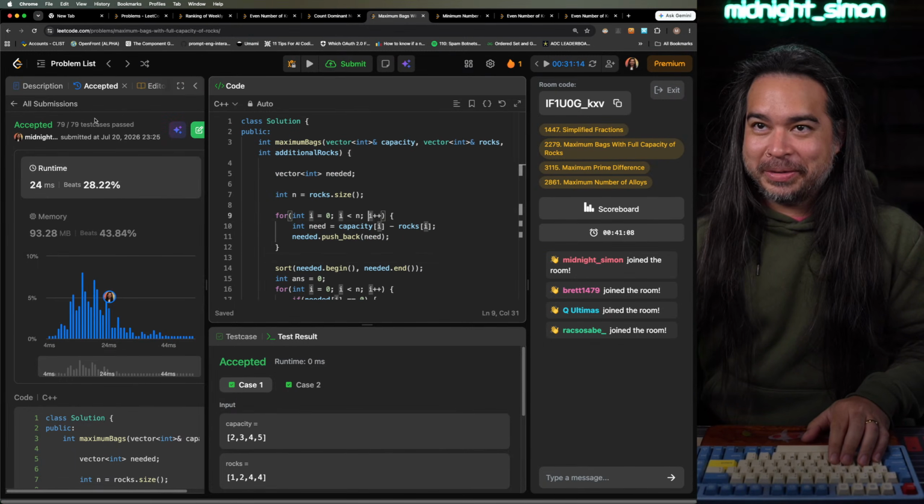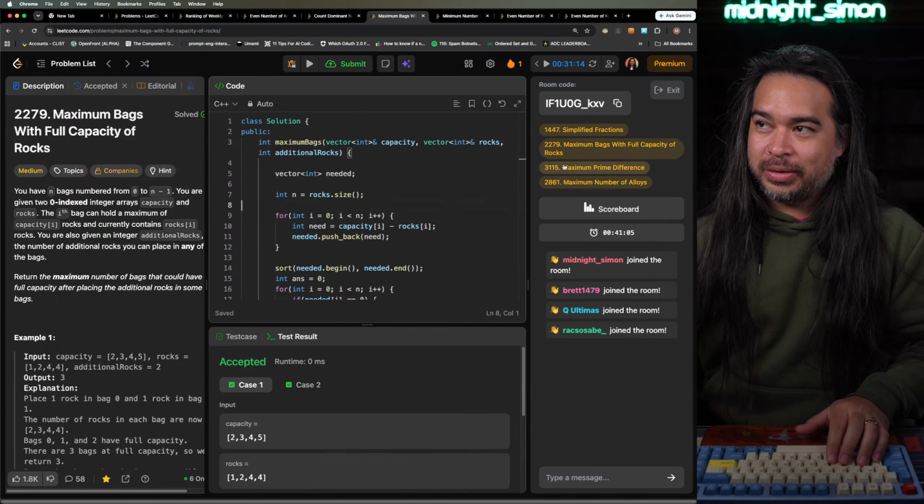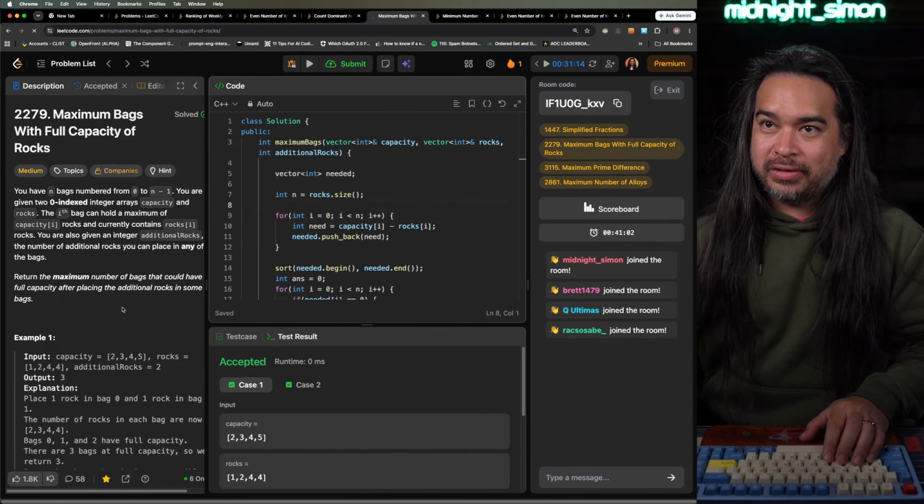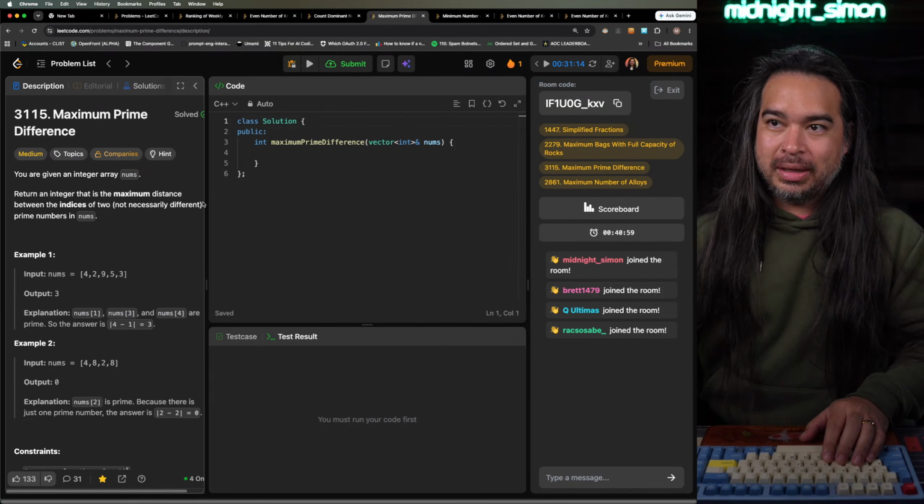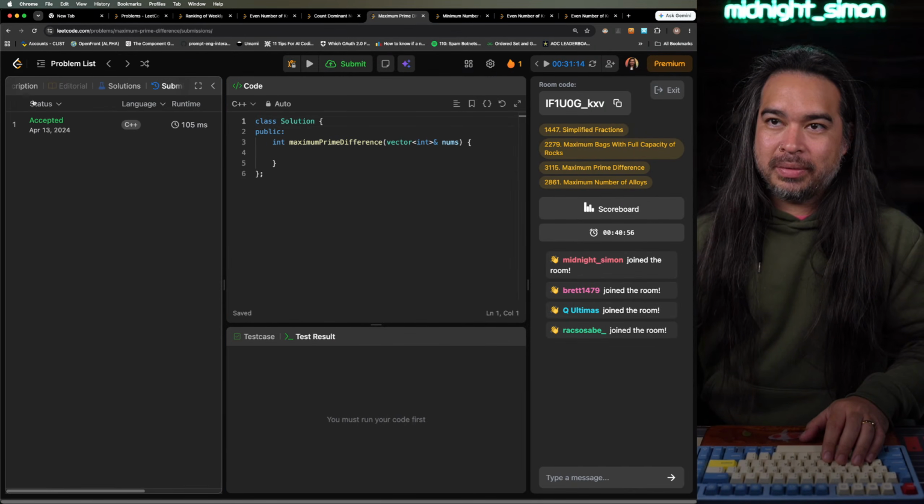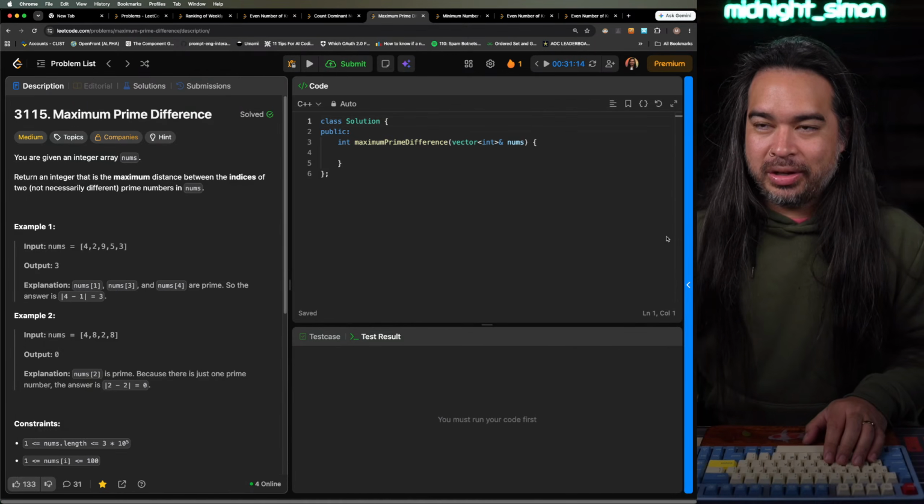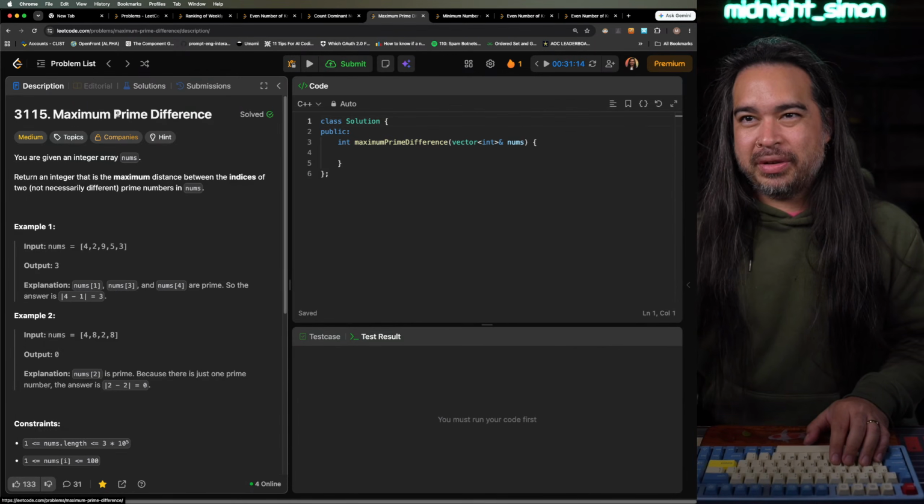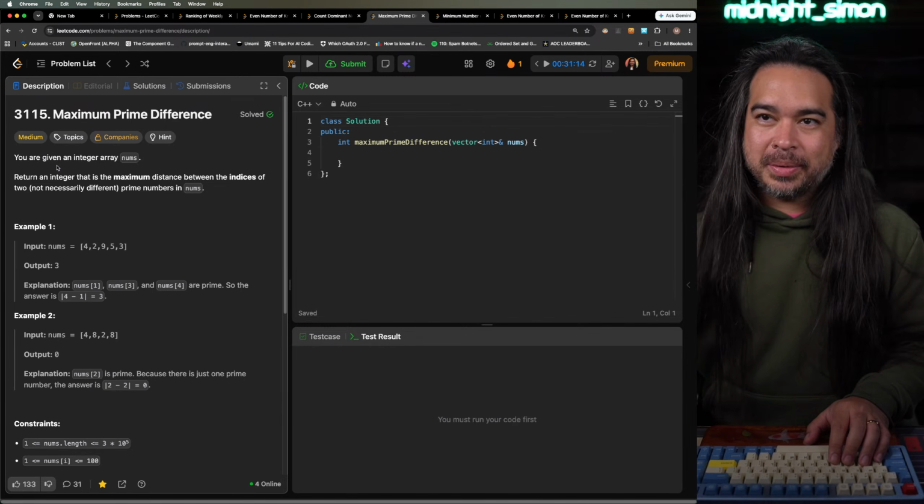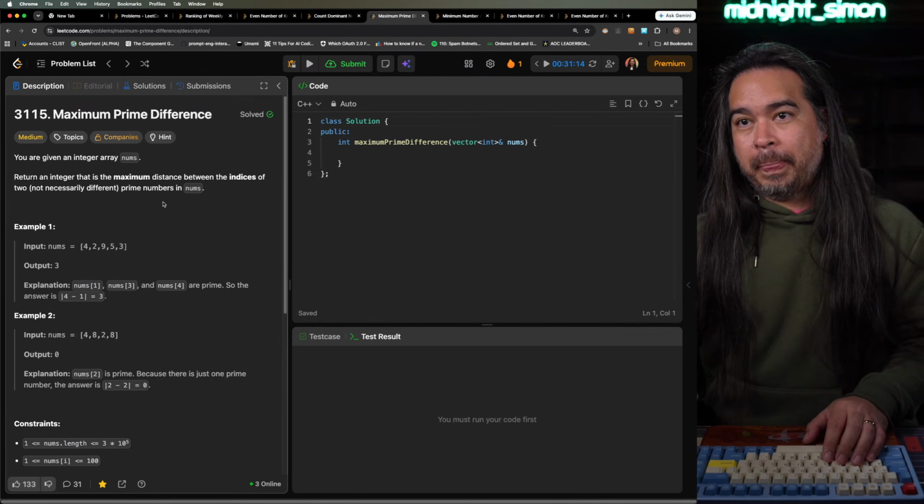Oh, Rexo is in the house too. Alright, Q2 was too easy, man. Not enough. That shouldn't even be a medium. Oh, I saw this one too. Come on, man. 2 years ago. Alright, I'll try and do it again. Maximum prime difference. I don't want to do prime numbers, but I'll do it. You're given an integer array nums. Return an integer that is the maximum distance between the indices of 2, not necessarily different, prime numbers in nums.